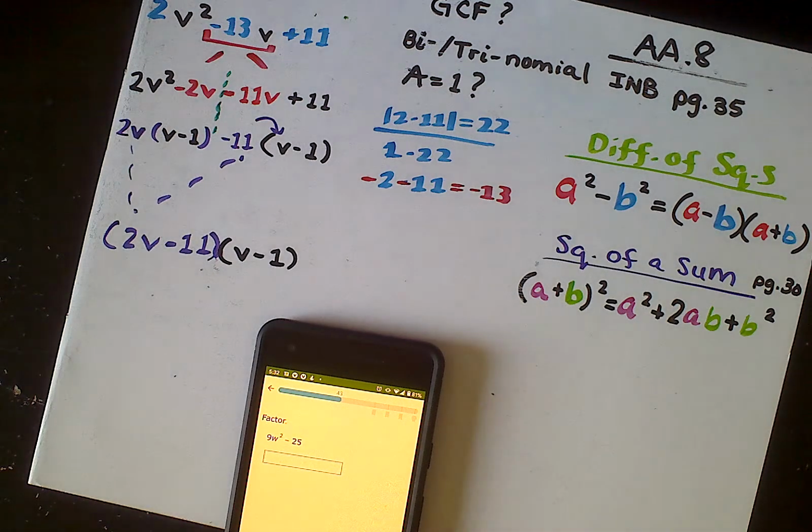All right, so I know that I did leave you guys here at 43, but at the same token, I see a difference of squares, so I could simply write that as 3w minus 5 and 3w plus 5.